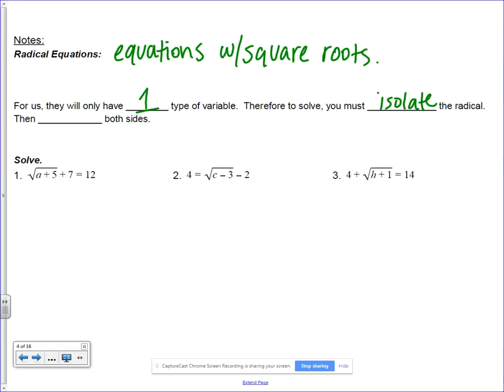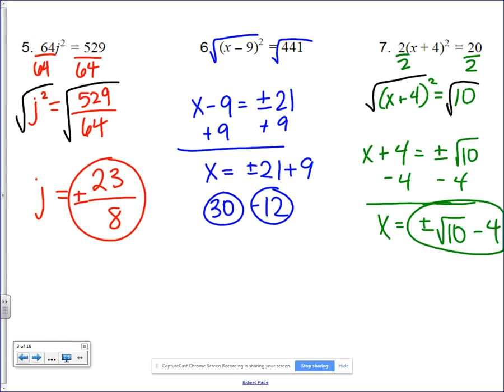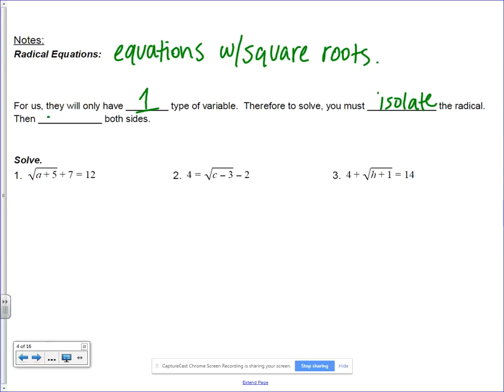Let me ask you this. What's the opposite of squaring something? So what's the opposite of square rooting something? Squaring it. There we go. We are going to square both sides. So in the warm-up problems, you had a square that you had to square root, correct? Now we have a square root that we have to square. See how we're just going the other way?